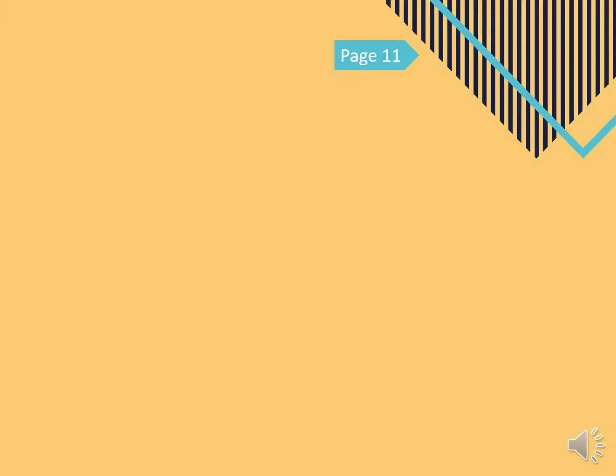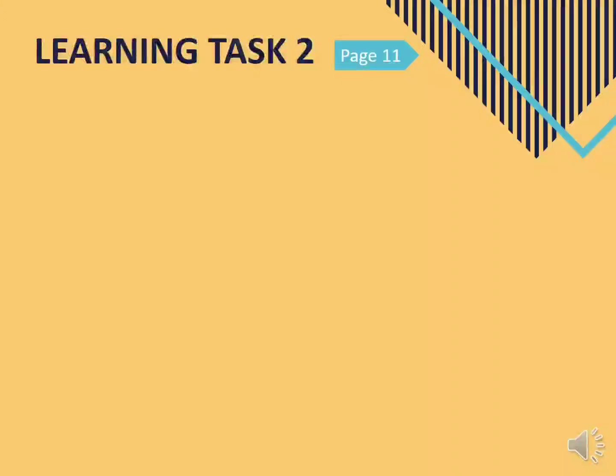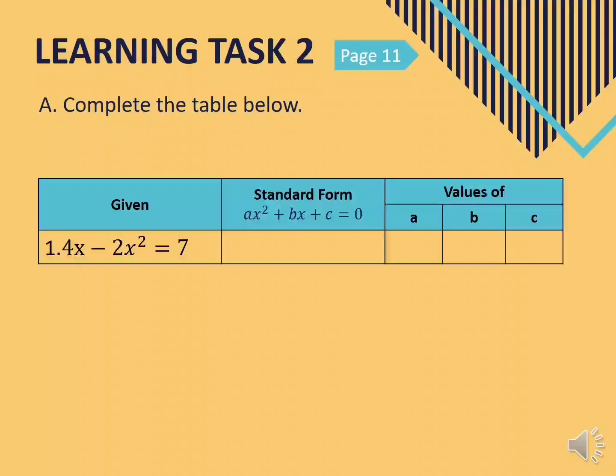On your module, on page 11, you have there learning task number 2. So here, in letter A, you have to complete the table below. So what does the table look like? Okay, ganito po. We have the given equation, and then the standard form, ax squared plus bx plus c equals 0. And also, you need to find the values of a, b, and c.